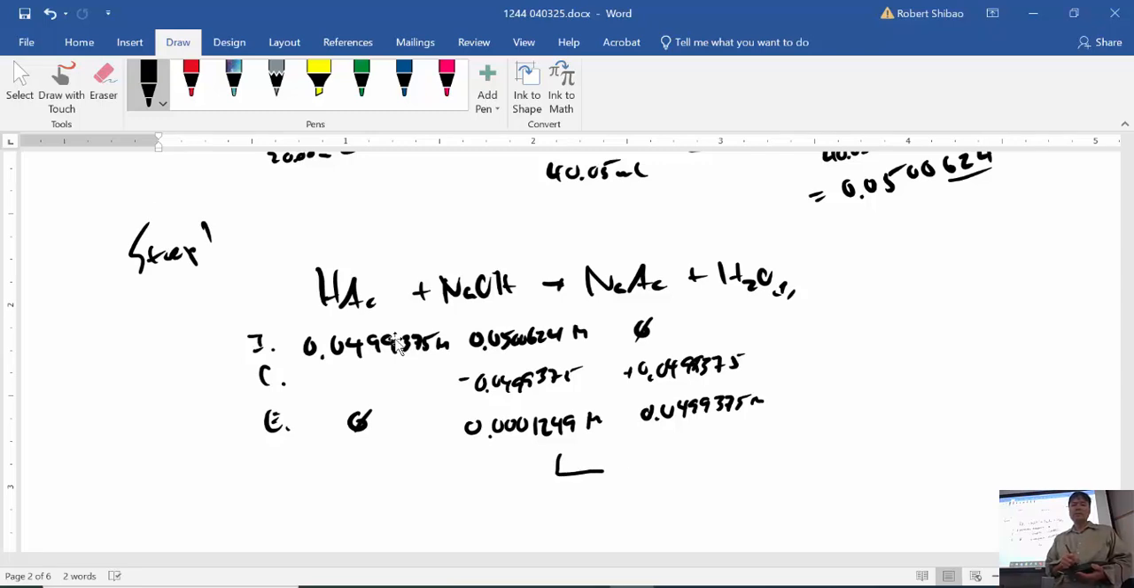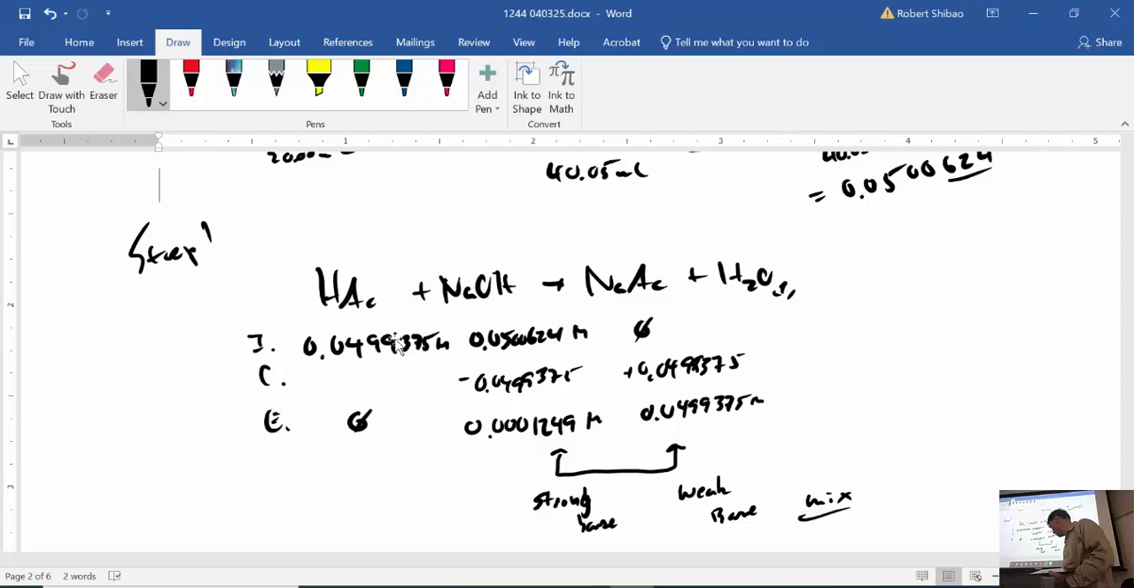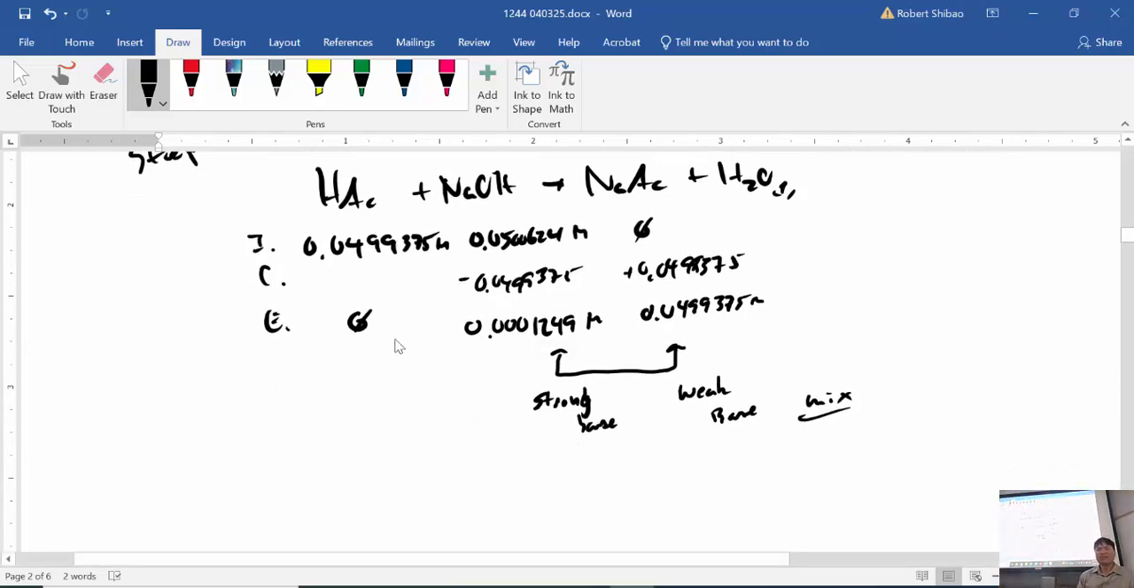So what type of solution is this? This is what we call a strong base, weak base mixture. So in other words, it's a mixture of bases. We want to go with the biggest KB first, right? And so your book is going to skip these steps.